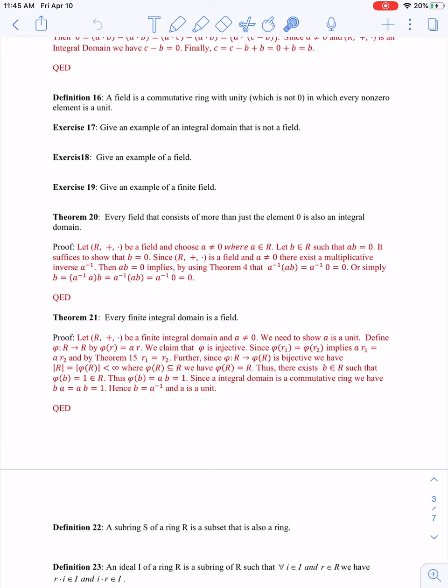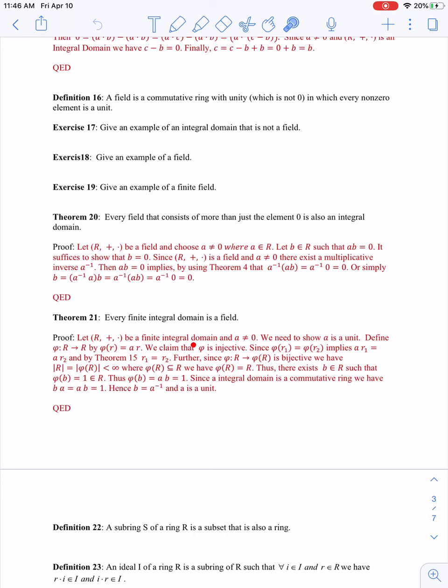Okay, so let's see how the argument goes. Suppose (R, +, ·) is a finite integral domain, and we're going to pick a non-zero A. Now, remember, the definition of a field is any non-zero element has a multiplicative inverse. So we need to show A is a unit, right? A unit means it's got a multiplicative inverse under dot. All right, so I'm going to define a function going from R to R. And what does my function do? It multiplies by this A. So phi of R is just A · R.